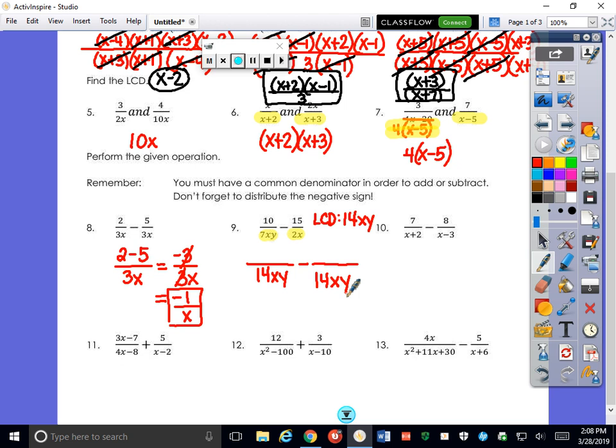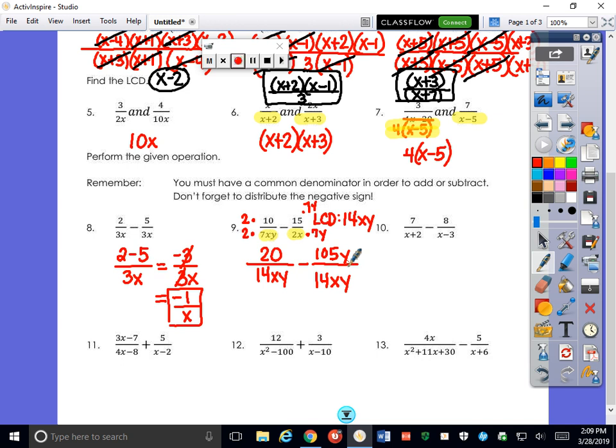So when I look at 7xy, and I have to get it to be 14xy, I would have to multiply it by 2 so that I could get 14. Which means what I do to the bottom, I also have to do to the top. So this is going to become 20. When I look at 2x, I would have to multiply that by a 7 to get 14, and then I need a y also to get xy. So what I do to the bottom, I'm going to have to do to the top. So this would be 105y.